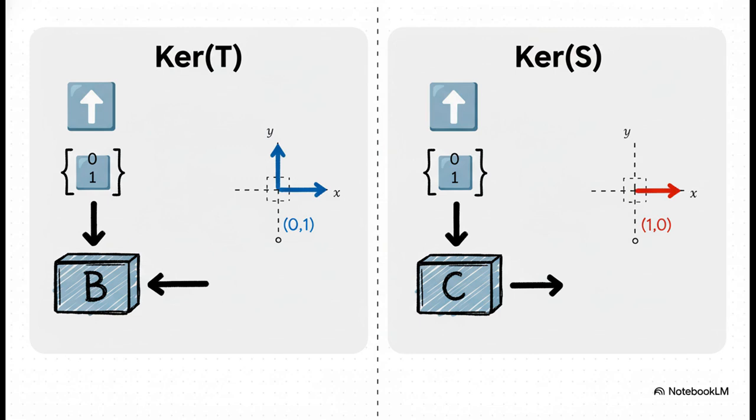To find the kernel, we find the null space of the matrix. For both T and S, that gives us the same coordinate vector, (0, 1). But what does that coordinate vector mean? For T, on the left, it means 0 times its first basis vector plus 1 times its second. That gives us the vector (0, 1), the y-axis. Now for S, on the right, we do the same thing: 0 times its first vector plus 1 times its second. But remember, we swapped them, so that gives us the vector (1, 0), the x-axis.